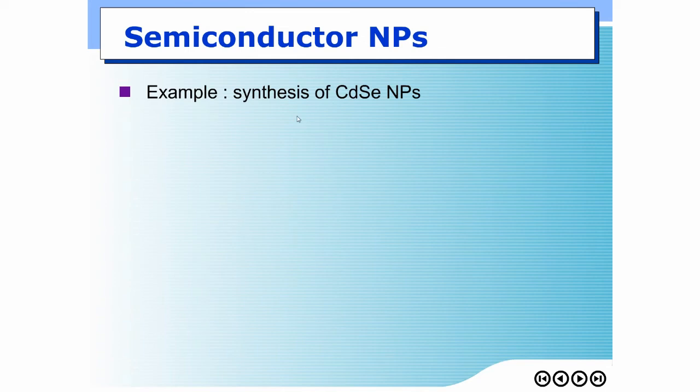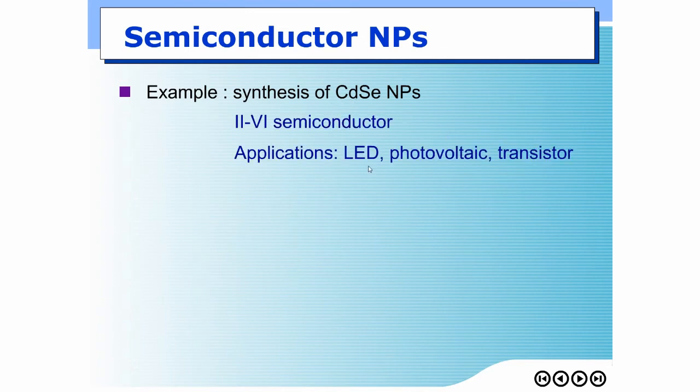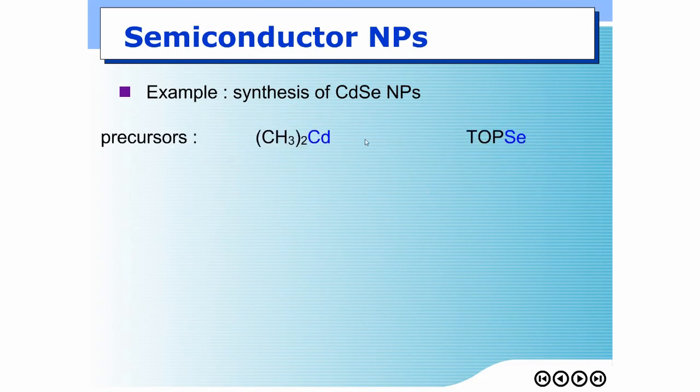An example is the synthesis of cadmium selenide nanoparticles. This one has application in semiconductors, in LEDs, maybe in transistors. Okay, there are 2 precursors. First, this one is the precursor for cadmium. This one is the precursor for selenium. The full name is rather lengthy, so I'm going to skip the name. But keep in mind that we need one precursor as a cadmium source. The other one is a source for selenium.